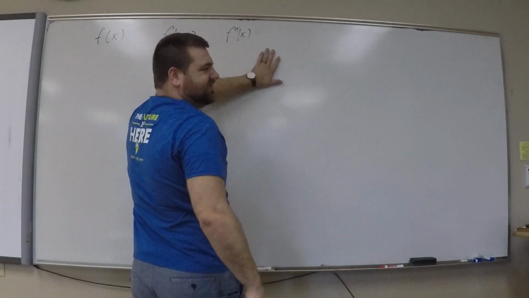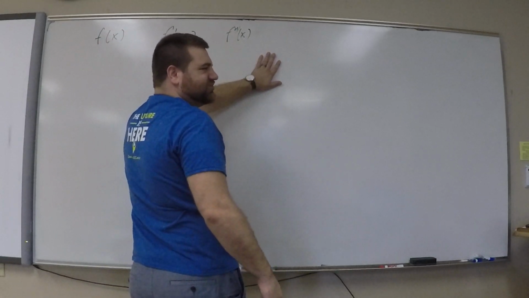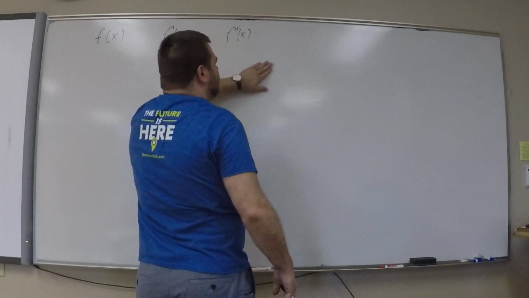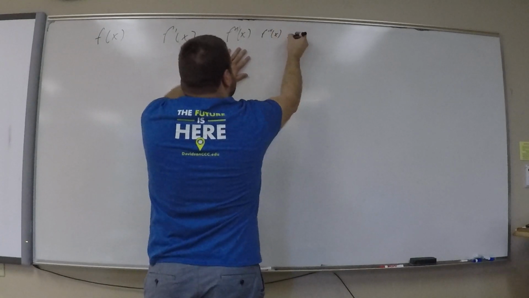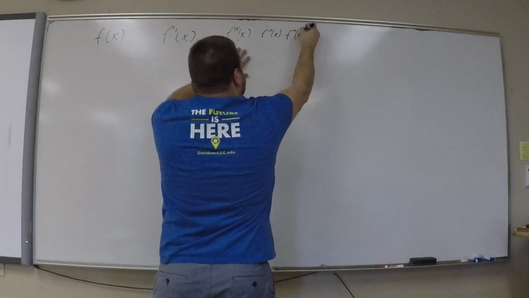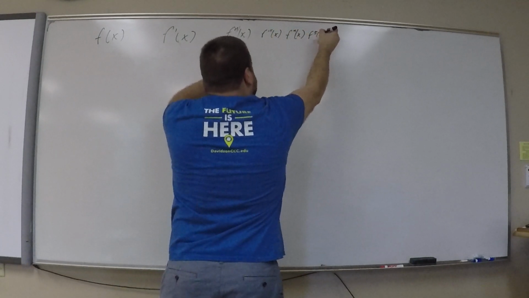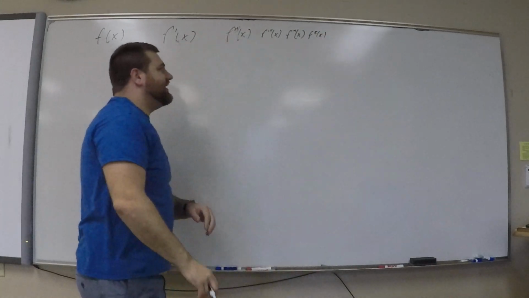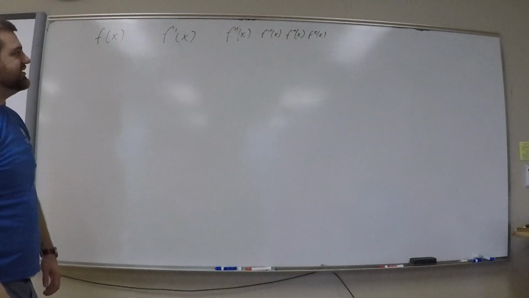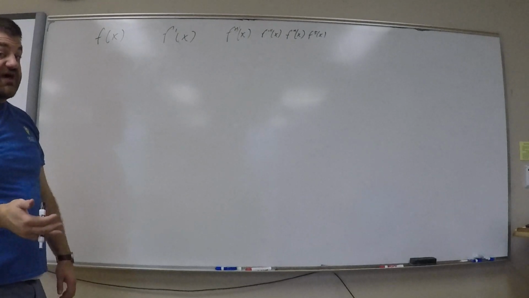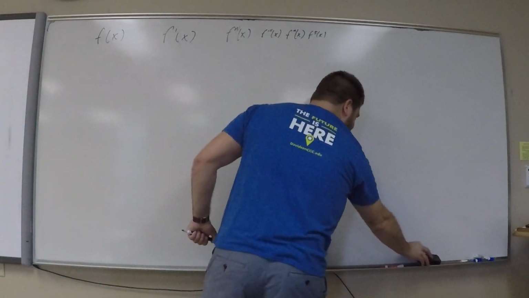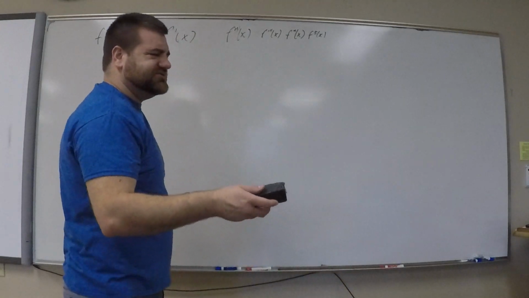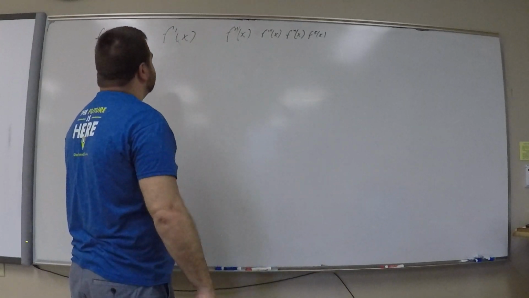After 3, I don't think I've ever seen 4, but if you go past 3, you can have like f triple prime of x. After that, we'll just put a 4 up there or 5, like that. But I've rarely ever seen anybody go past 3. The third prime does have applications, so that's why I have seen that before, okay? Fourth primes and higher are usually used for theory. I haven't seen applications of those.